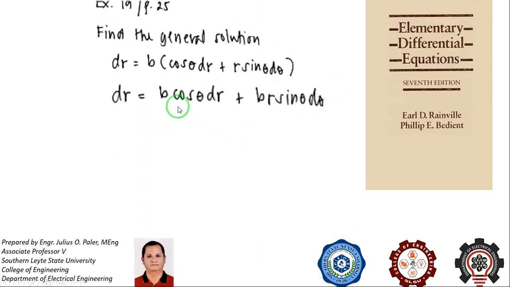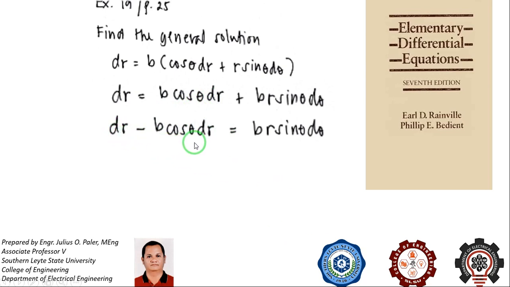So the first step is simply to distribute b to cosine theta dr and r sine theta d theta. Then by inspection, you have dr on the left side and dr on the right side. So you transpose this to the left side so that you can combine the dr terms. We have now transposed b cosine theta dr to the left side, and we have combined them with dr.